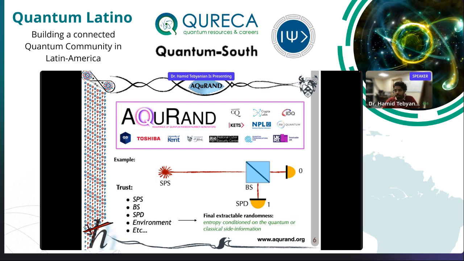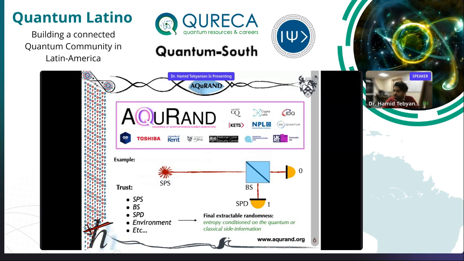So in this project, we try to understand the trusted and untrusted parts, and we also try to consider classical and quantum side information. For instance, in this simple example, we have the classical or quantum side information of a single photon source, beam splitter, the detectors, and also the environment. For instance, the whole environment can be quantumly or classically correlated with this device.